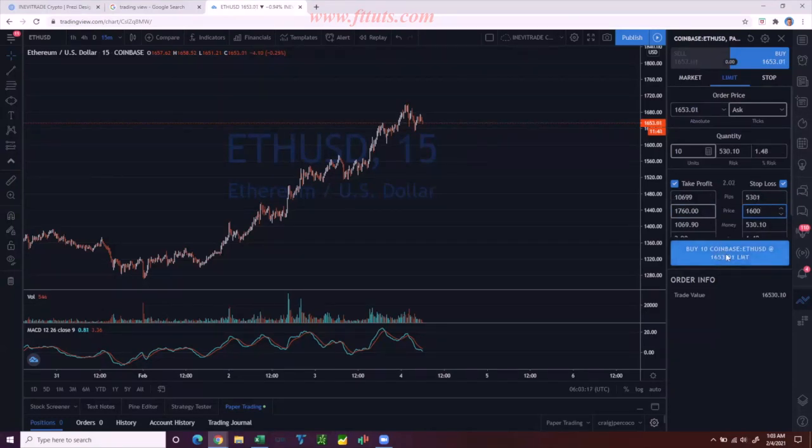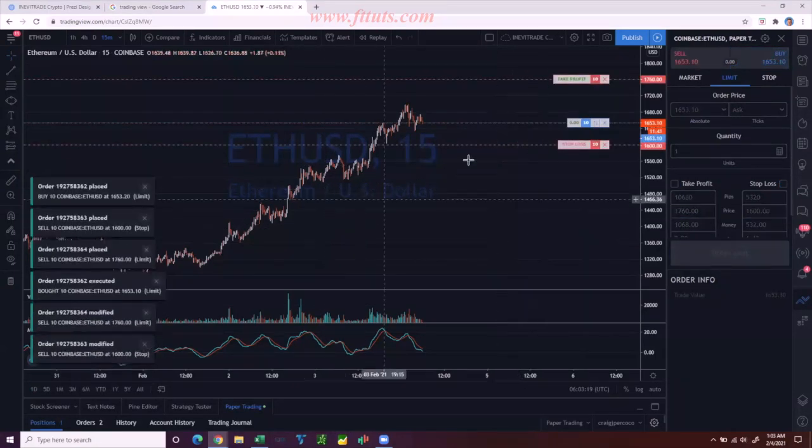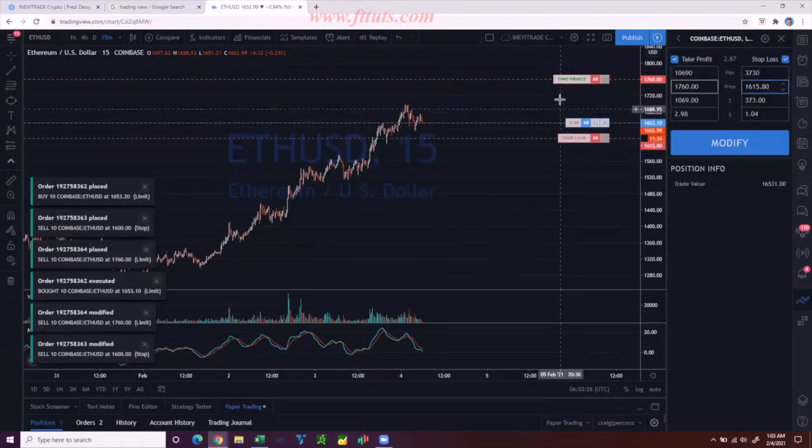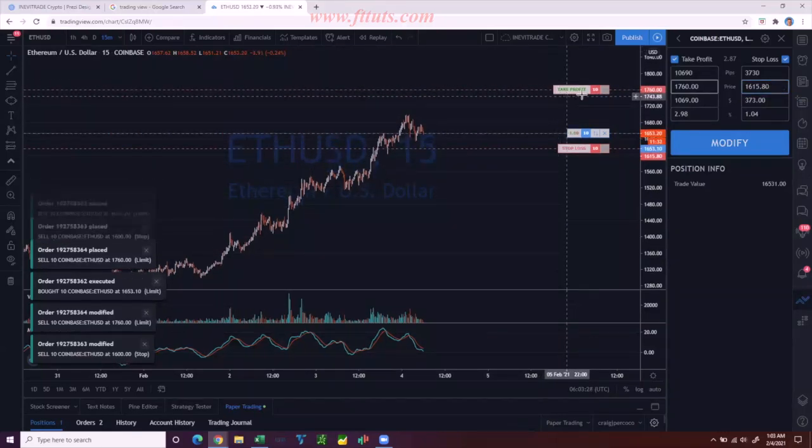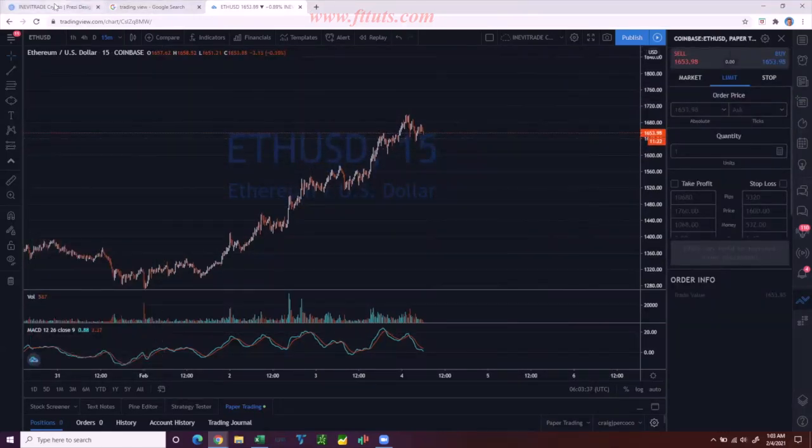So basically, as soon as I were to hit buy, boom, we have placed the order right here, and then we have our stop loss down here. We can now move this range order, but it's automatically populated. But yeah, that's how you essentially use a range order.